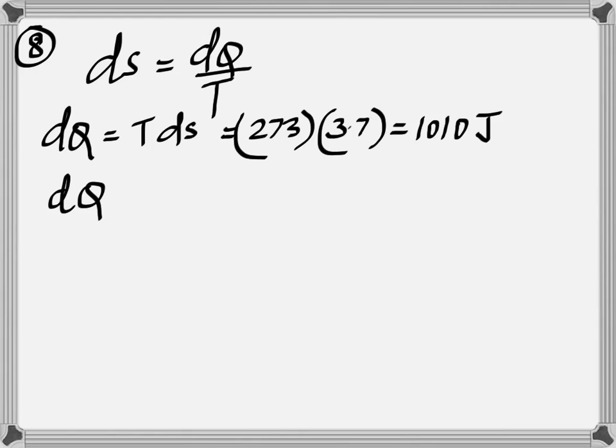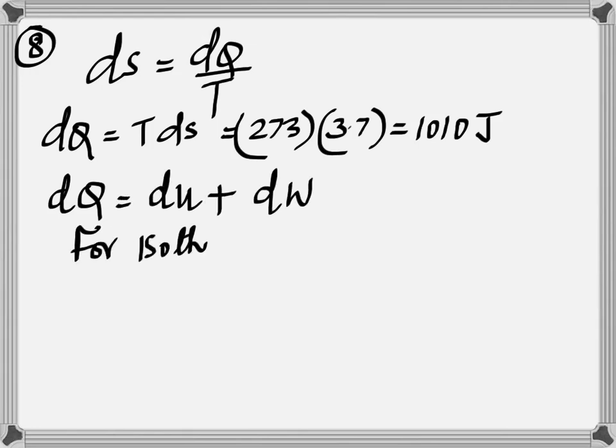So now how do I find the work? What kind of change is it? Isothermal. What do you know about an isothermal? Constant temperature, therefore, I'm going to prove it. dQ is dU plus dW. Isn't that the first law?